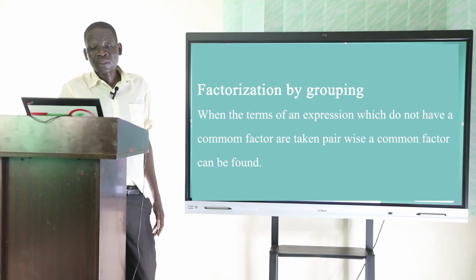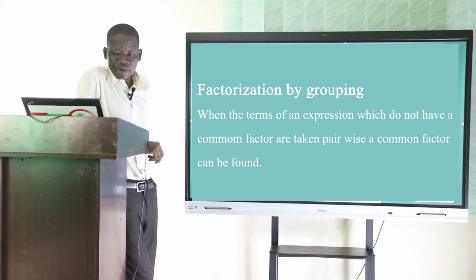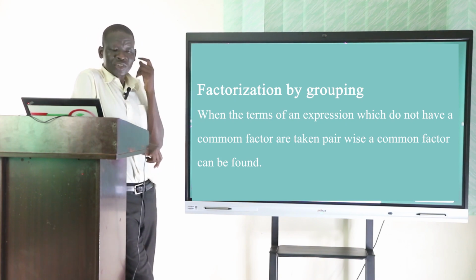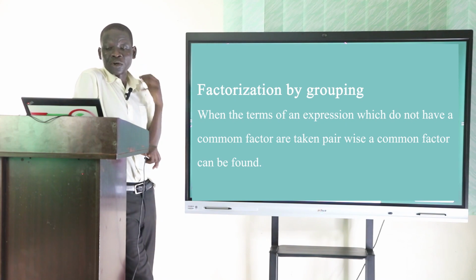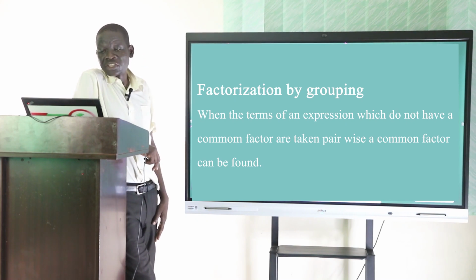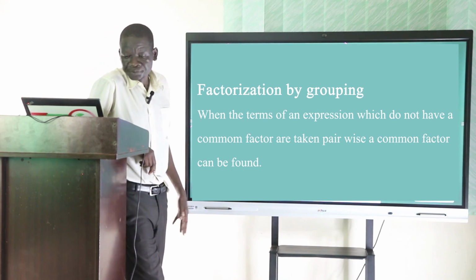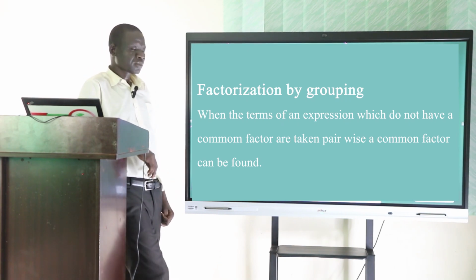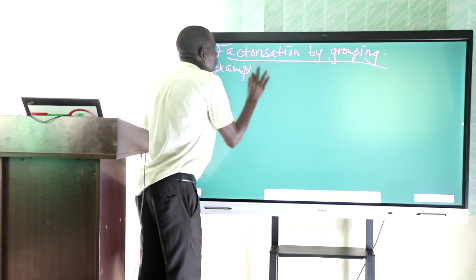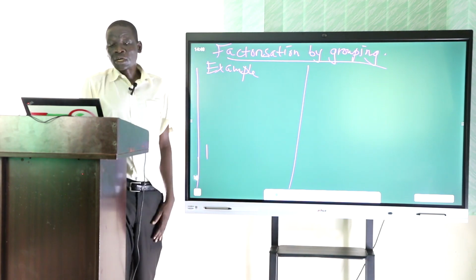Let us now look at what we call factorization by grouping. When the terms of an expression which do not have a common factor are taken pairwise, a common factor can be found. This method is known as factorization by grouping. Let us see how we can factorize by grouping. We shall look at an example on how to factorize expressions by grouping.